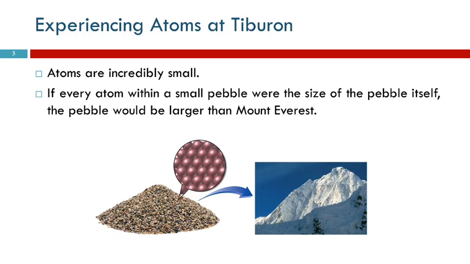Think of how many grains of sand it would take to be the size of Mount Everest, which is a ginormous mountain if you're not familiar with it. Just huge. That's how many atoms are in one grain of sand. Atoms are tiny.